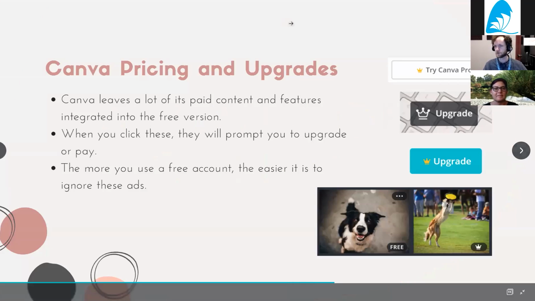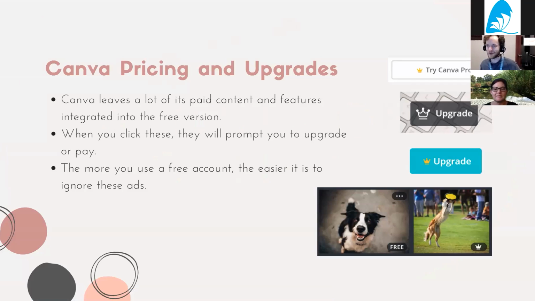All right, so if I did that right, we're seeing the Canva pricing and upgrades slide. Okay, good. So I've already touched on this, and by the way you've nodded, I'm guessing you're familiar with this. They leave a lot of Canva's paid content sprinkled in with all the free stuff, and they're going to prompt you to upgrade and pay left and right if you're not careful. But basically, the trick is to look for that crown. Anytime you see that crown anywhere across Canva, or the word upgrade or pro, that's when they're going to charge you.